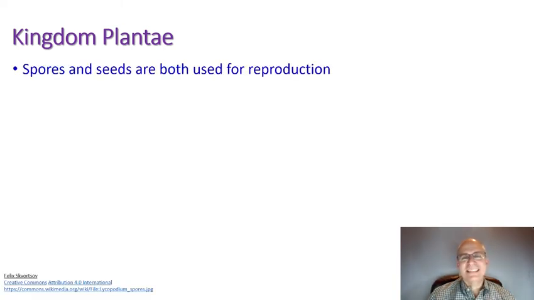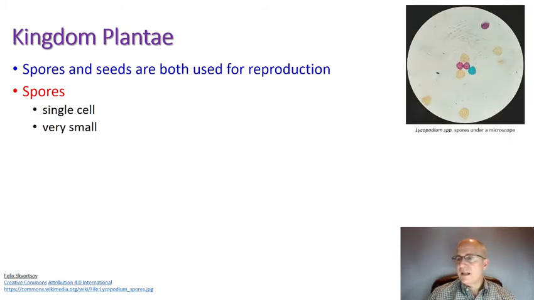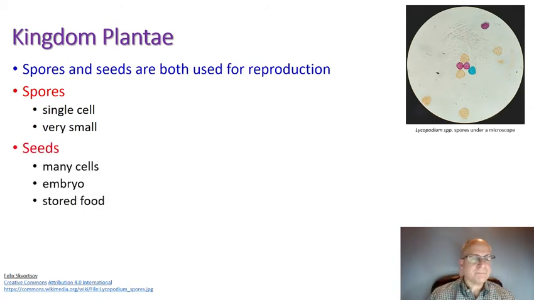So spores and seeds are both used for reproduction. Spores, as I mentioned before, are going to be single-celled, and they're going to be really, really small. And here you see Lycopodium, the club moss that I just showed you a few moments ago, spores under a microscope. So these are so small you have to look at them under the microscope.